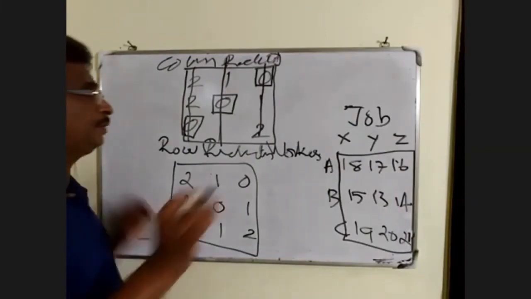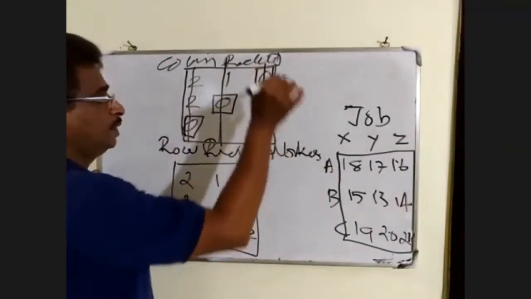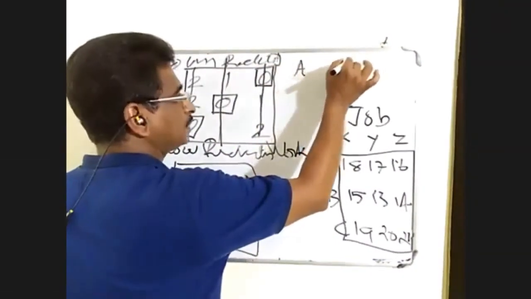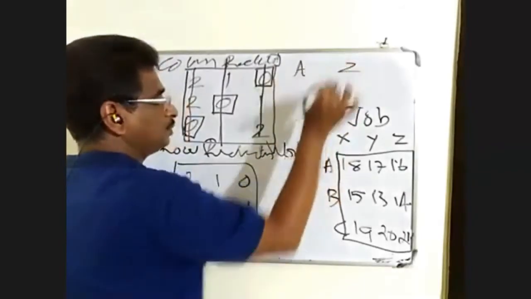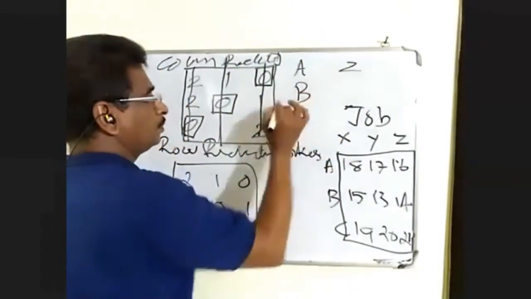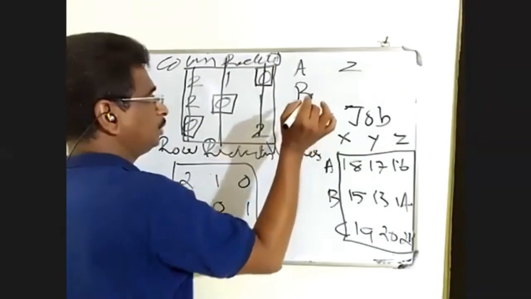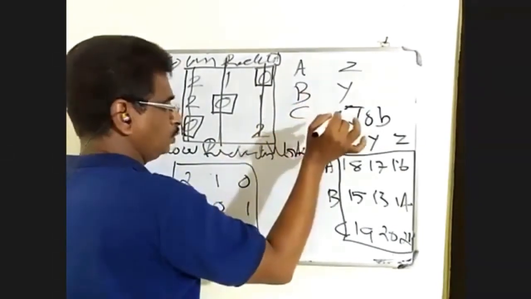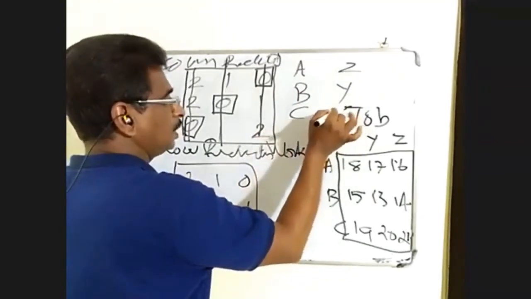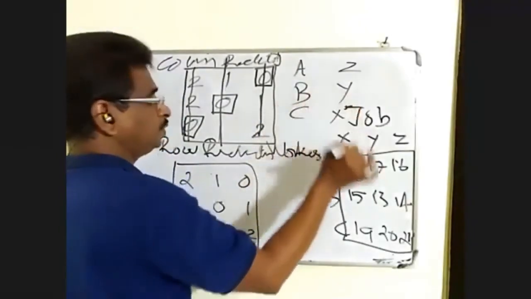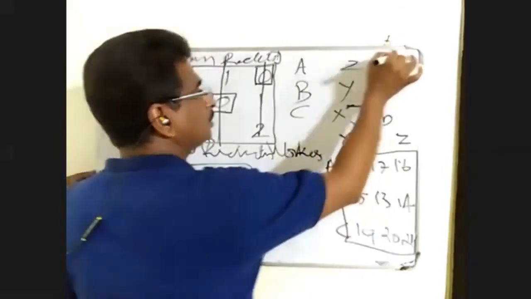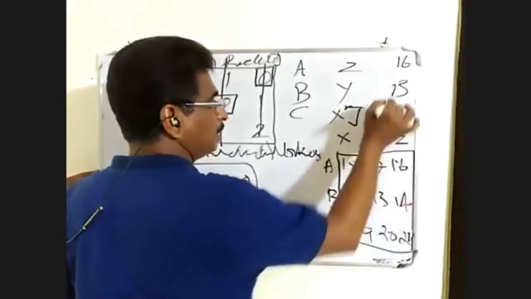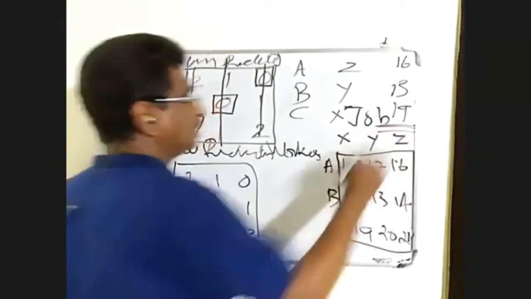Okay, the first job should be given to person A, the second job should be given to Y, and the third job should be given to X. The costs: A to Z is 16, then 13, then third 19. Adding all these.